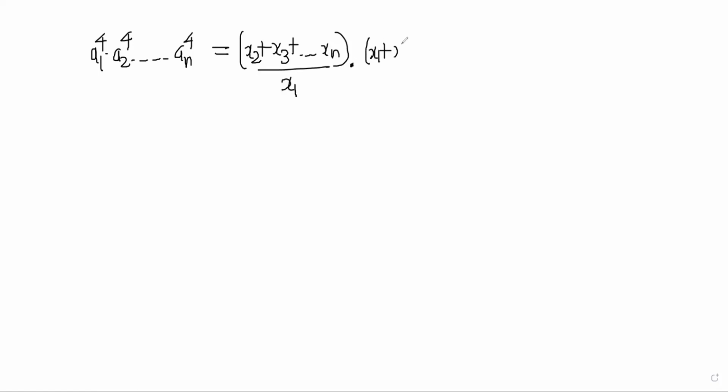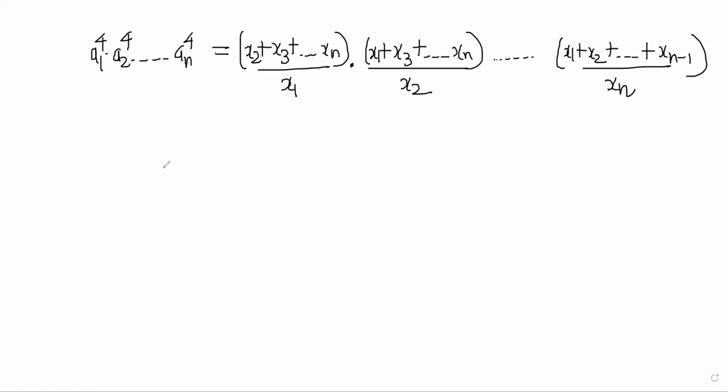I have a1 power 4, a2 power 4 till an power 4 is equal to (x2 plus x3 plus ... xn) by x1 multiplied by (x1 plus x3 till xn) by x2 and so on, till the last term is (x1 plus x2 till xn minus 1) by xn, right? Now at this step, I can do AM-GM inequality on each of the terms in the numerator here, right? This is AM-GM on n quantities, right?